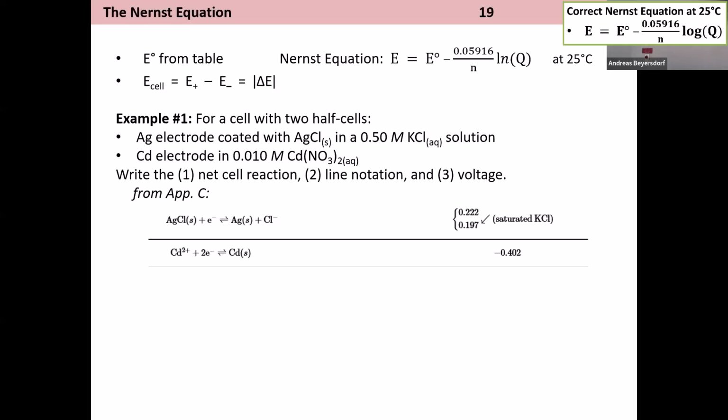This ends up giving me negative 0.402 volts minus 0.02958 times the ln of 100, which is 4.605.